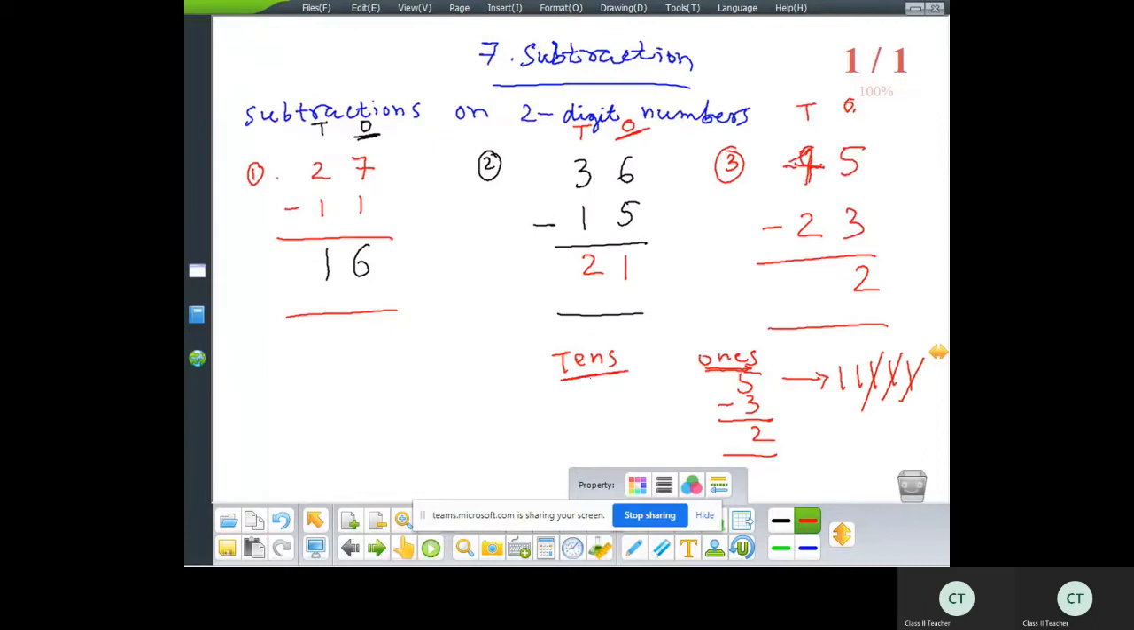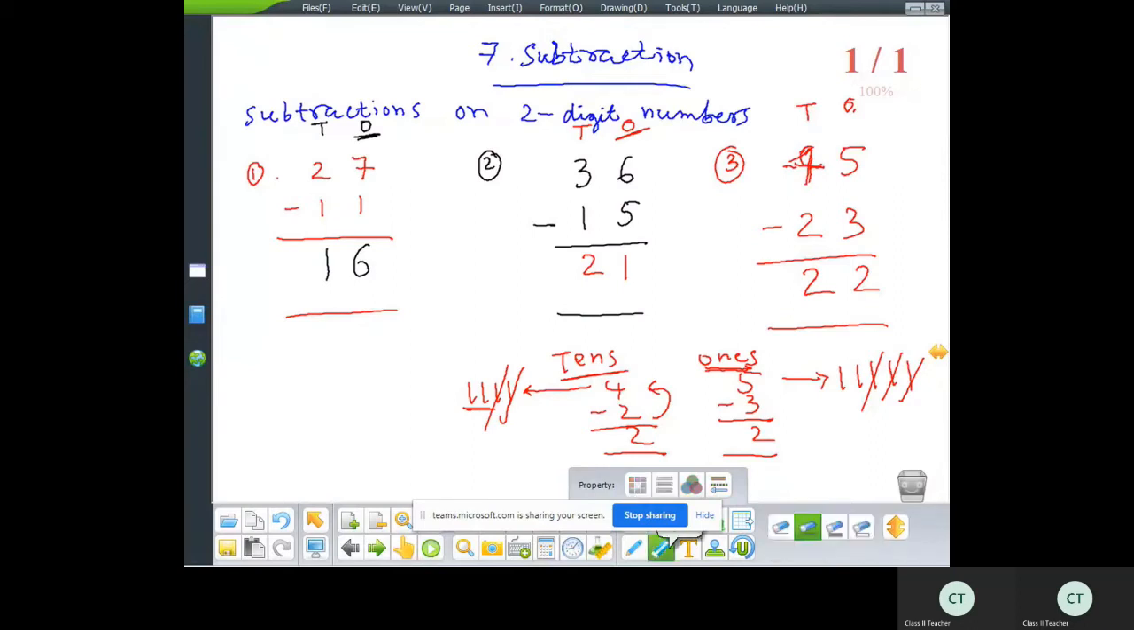Now subtracting on tens. The digits are in the tens place, 4 and 2. 4 minus 2 means 2 subtracting from 4. 1, 2, 3, 4. From 4 we remove 2 lines. After 2 lines are removed from 4, there are 2 lines. 4 minus 2 is 2. Write 2 here. 45 minus 23 is 22.